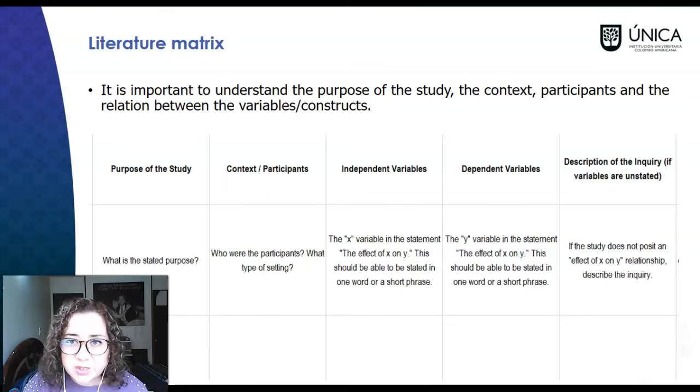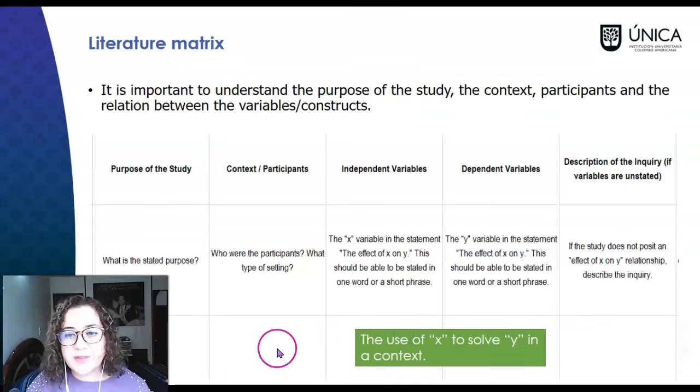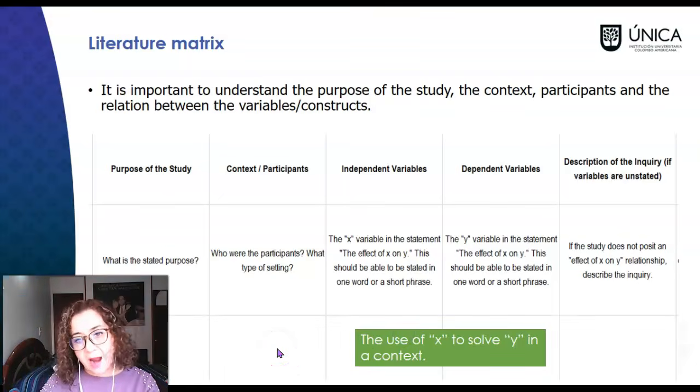So according to Josephine, the independent variable is the X variable in the statement, the effect of X on Y. This should be able to be stated in one word or a short phrase. So we have, for example, the use of X to solve Y in a context. So the use of blogs to solve writing blockages. I don't know. So the blogs will be the X variable, the independent variable.